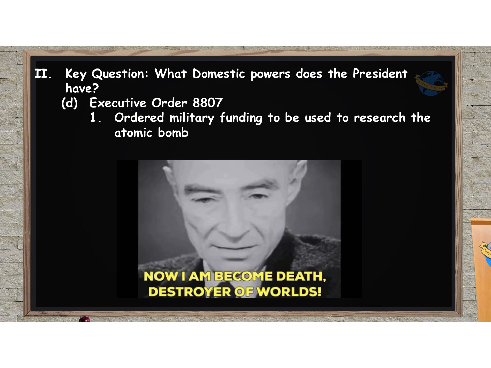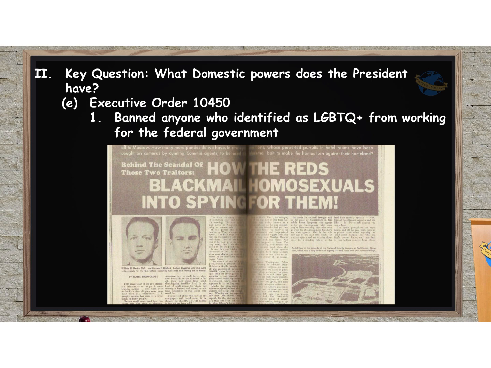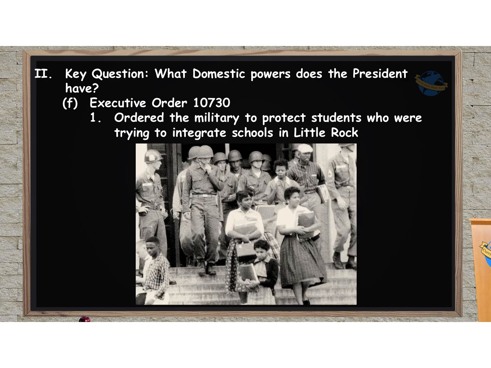President Roosevelt also issued Executive Order 8807, which ordered military funding to be used to research the atomic bomb. Congress did not authorize this. Instead, Congress authorized spending on the war efforts, and President Roosevelt used an executive order to say some of that funding should be directed toward the research and construction of the first atomic warheads. Executive Order 10450 banned anyone who identified as LGBTQ+ from working for the federal government. Executive Order 10730 ordered the military to protect students who were trying to integrate schools in Little Rock. So you see, executive orders can be used for a wide range of things.